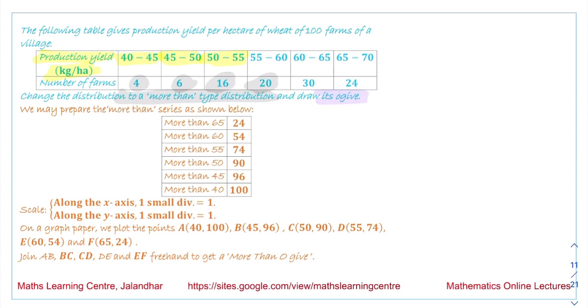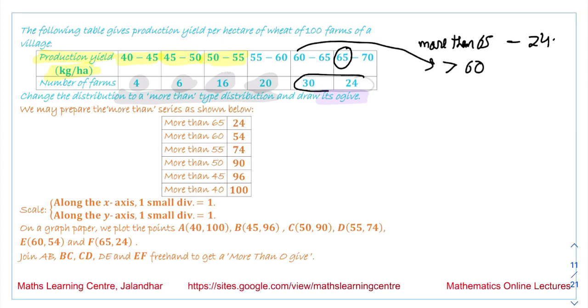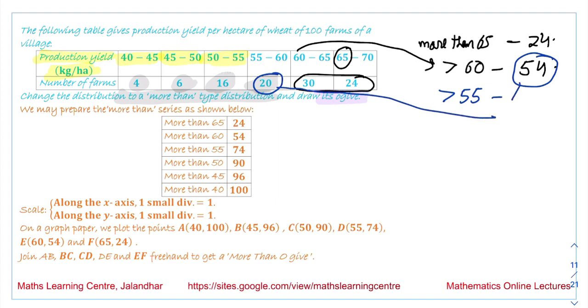To convert it to the more than type distribution, it means we start from here. The values more than 65 are 24. Then values more than 60 are 30 plus 24, that is equal to 54. Next, the values more than 55 will be 54 plus 20. We will have to add both these values.